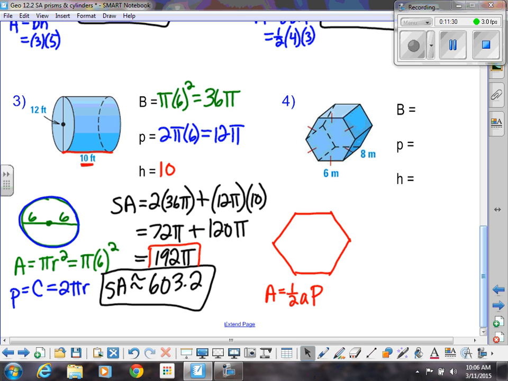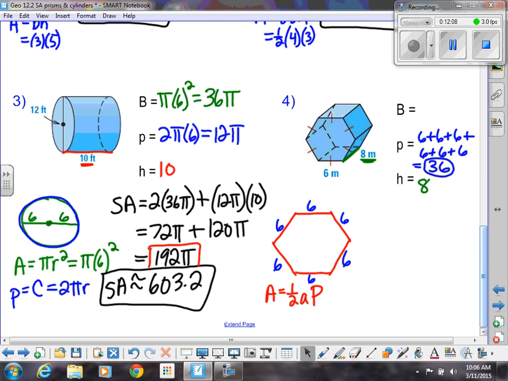So I'm going to skip capital B for right now. I'm going to do the perimeter of the base. Now, do you notice that it says that each of these is 6? So for the perimeter, I'm just going to be adding up 6 6s. So if you want to write them out, 1, 2, 3, 4, 5, 6, that would give me 36. So P is 36. And then the height goes from hexagon to hexagon, so from the front to the back. So that's the height. So that's 8.